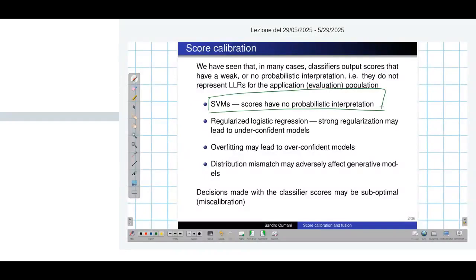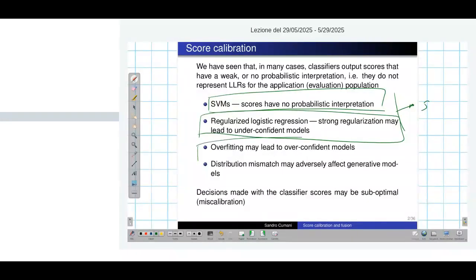For example, we may have models where the score itself has no probabilistic interpretation. In the SVM, we said that the score represents essentially a distance of a point from the hyperplane. It's not exactly a distance, but it's related to the distance of the point. But we can't associate to this distance a probability value. So there is no probability associated to the score S.